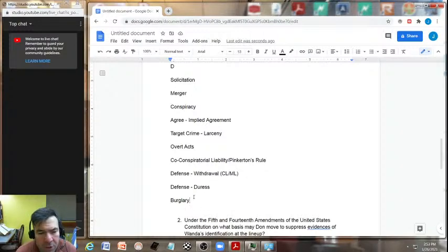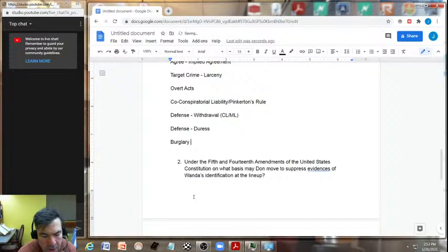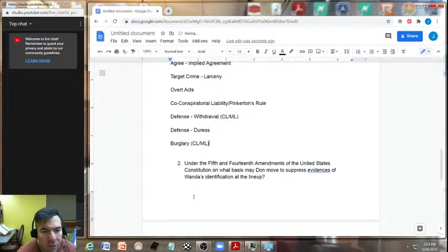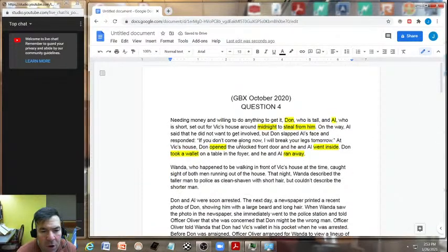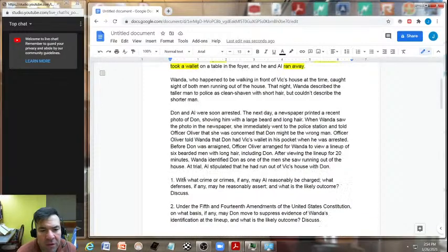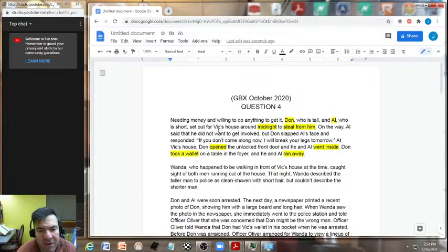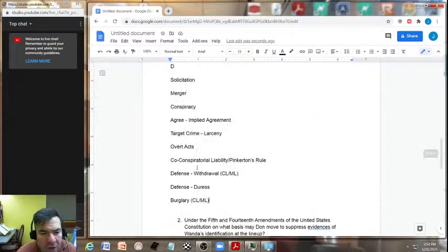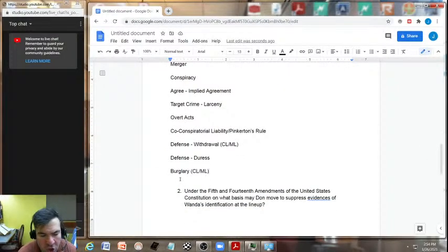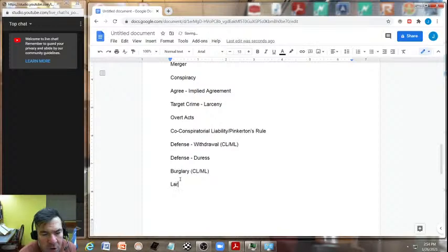Okay, now under burglary, remember, make sure we talk about the common law and modern law distinctions here. This is where we talk about up here under our opening, the midnight, the opening of the unlocked door and going inside. Okay, those kinds of things, and the fact that it's Vic's house, those would all favor a common law burglary charge. Make sure that we also talk about larceny of, what would that be, the wallet.